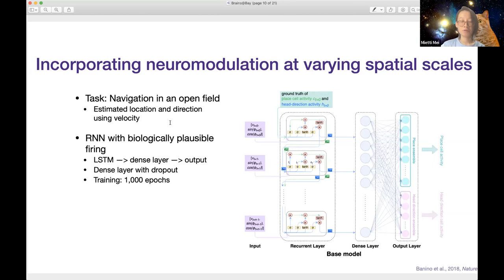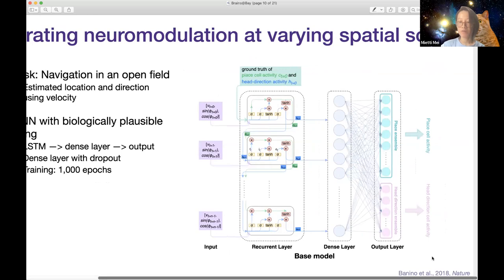We also want to know if the current location we estimate produces a similar, comparable activity of the cell types. This study is partly inspired by the Banino et al. model published in Nature in 2018.